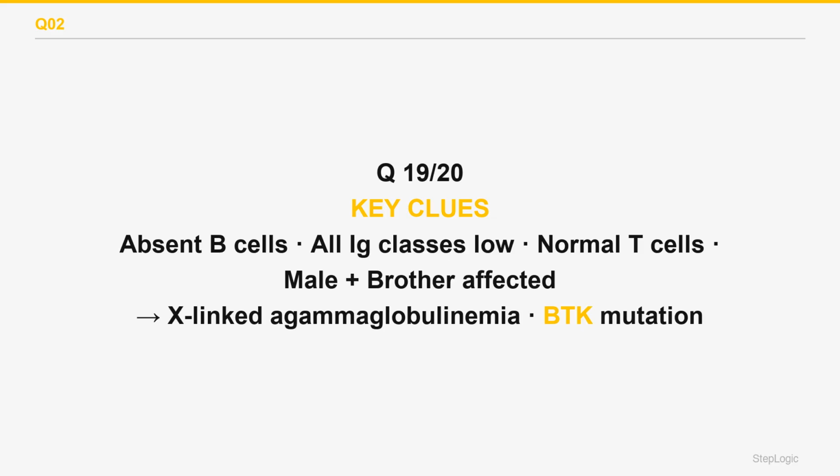Without BTK, B cell development arrests at the pro-B to pre-B cell transition. The result: absent circulating B cells, absent plasma cells, profoundly low levels of all immunoglobulin classes. Infections begin after maternal antibody wanes at around 6 months of age. Susceptibility is to encapsulated bacteria, opsonin-dependent killing, and enteroviruses.